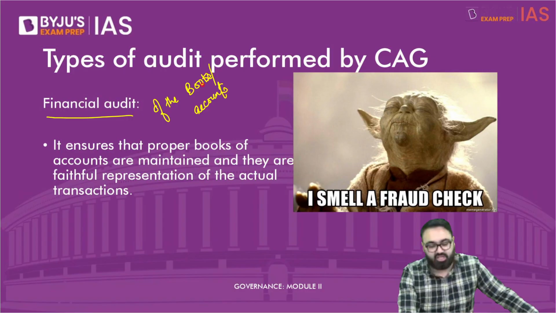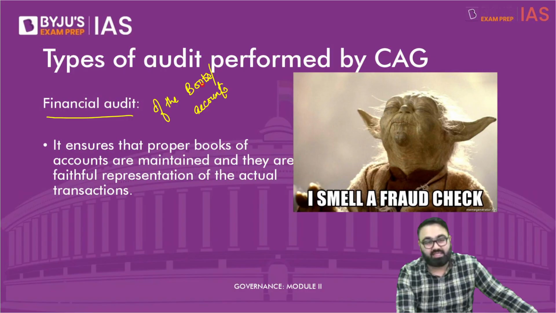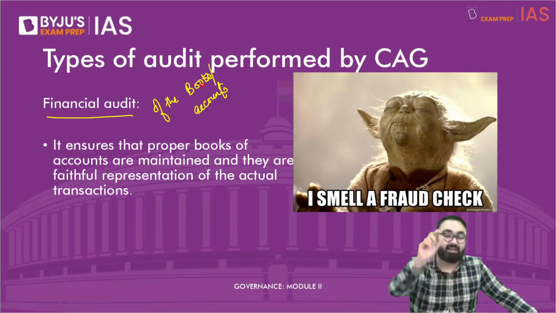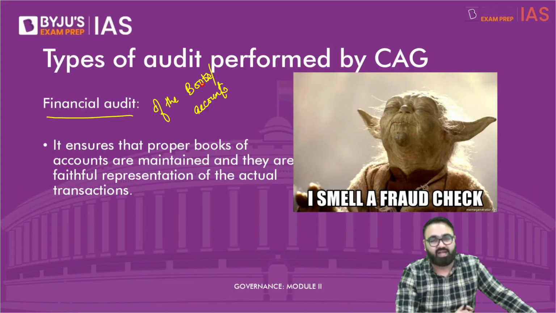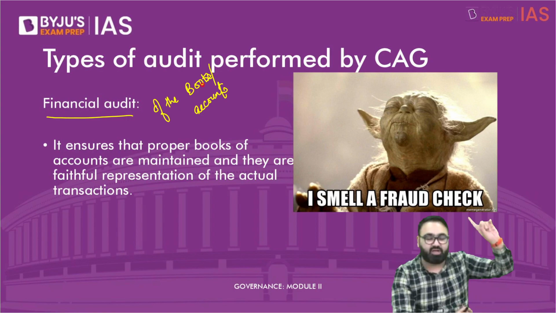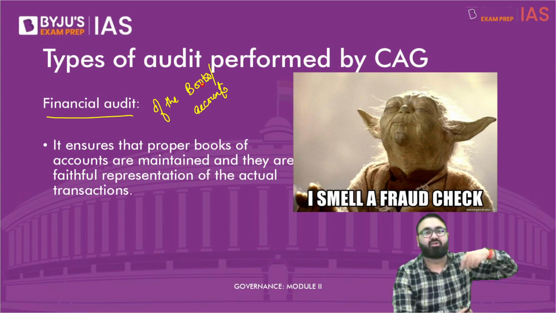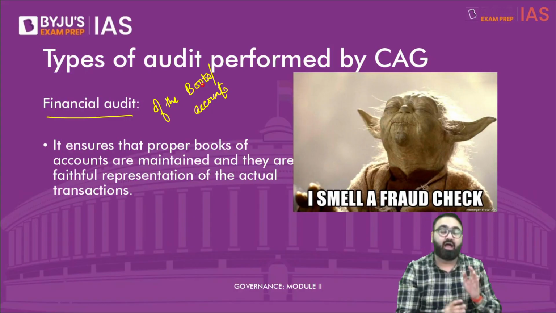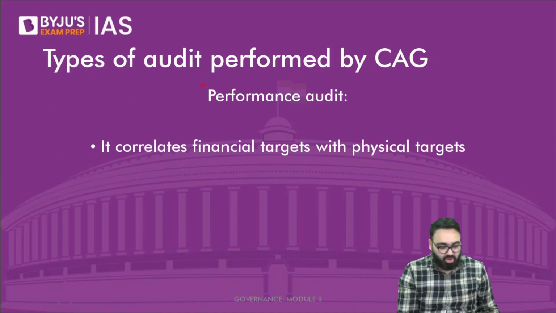how the books, how the accounts are kept. In this audit, CAG will check the books, the accounts, how they are maintained. Are they being maintained in the correct manner or not? Is there something that is wrong in the maintenance of the accounts? That is what they will check. So compliance audit was the first one to check whether the money was spent for the right reason. Second, financial audit, just to check whether the financial accounts are being maintained properly. Are correct records being kept in the books or not?